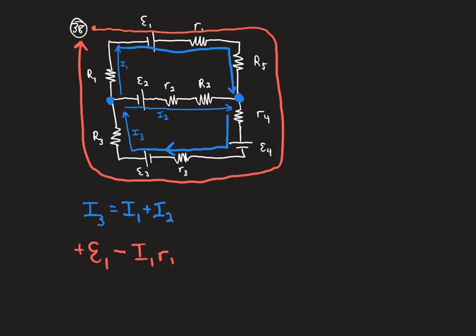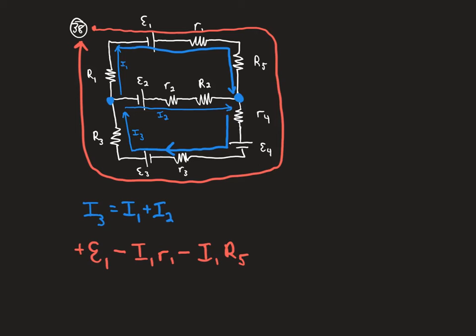Okay. Then I reach this corner. Once I reach this corner, I start going down. I'm going down through big R5. What current is going through this resistor? I1 is going through. What direction is the current going? It's going down. They're both going down, so it's negative. It's a voltage drop. So this is minus I1 times big R5.